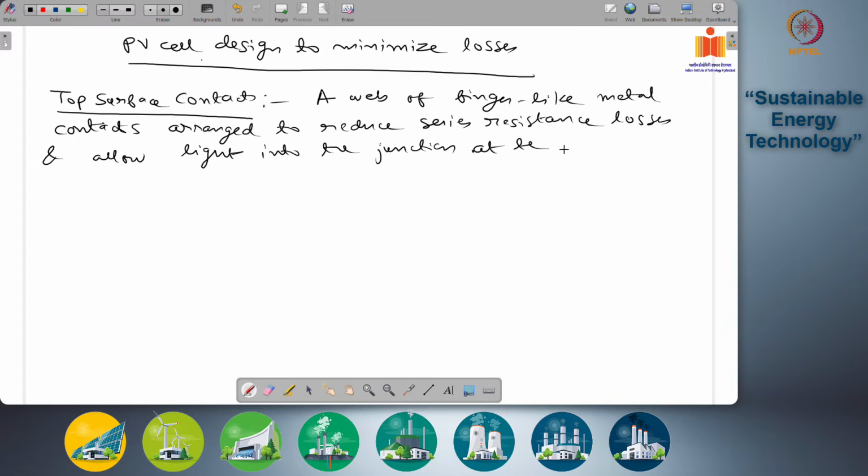So you have a web of finger-like metal contacts that are specifically arranged to reduce series resistance losses and allow light into the junction at the top. Okay.